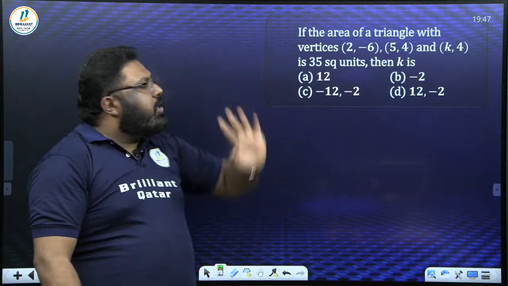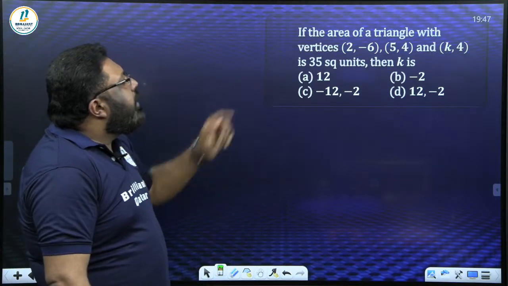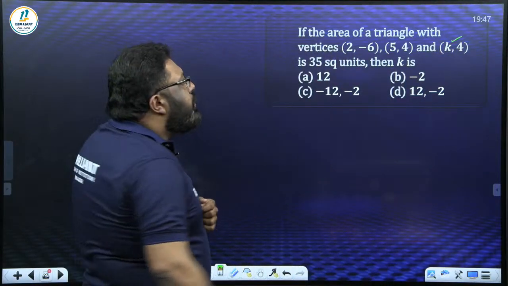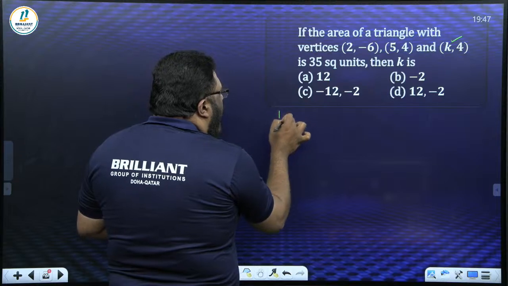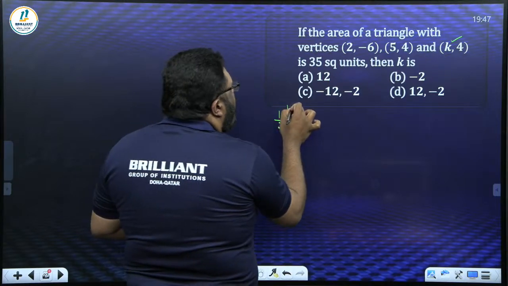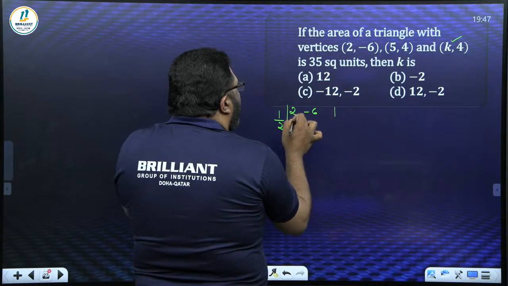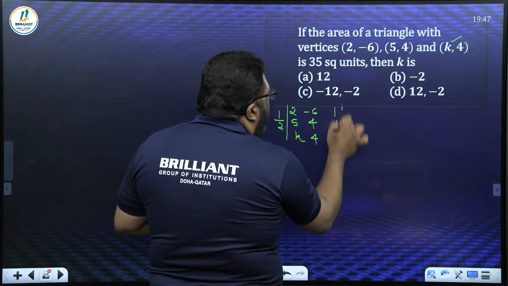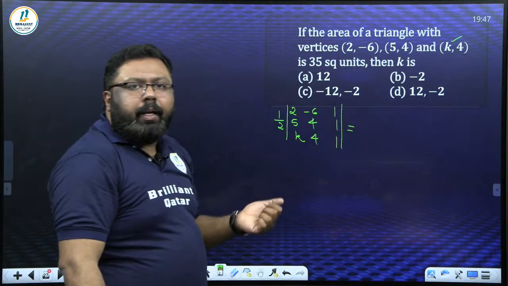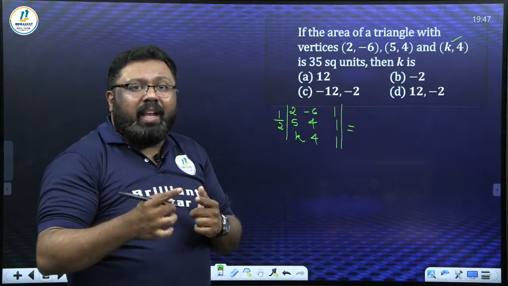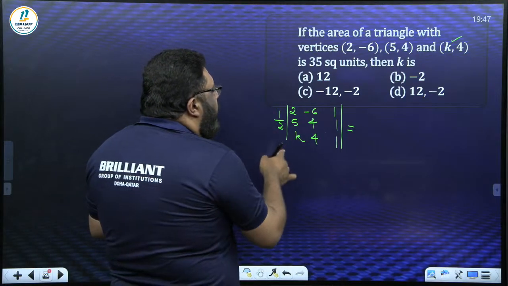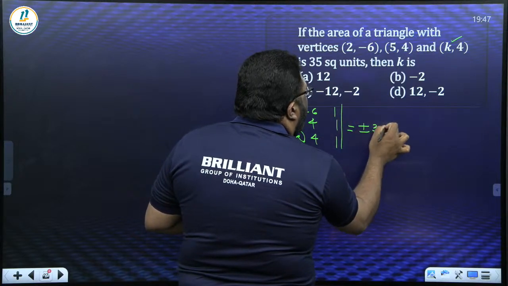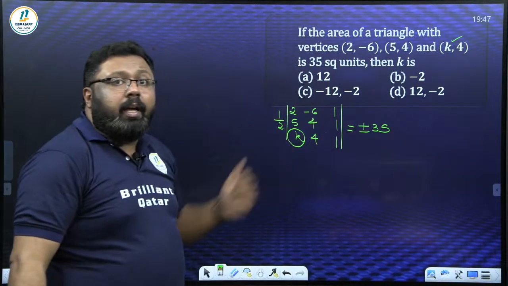Next one, again this also came last year. They're asking to find the unknown value k if the area is 35. So according to the concept, half determinant of 2, minus 6, 1, 5, 4, 1, k, 4, 1 is equal to, we put a modulus, right? But this time I'm not trying to find the area, so I'm not keeping it positive. I'm trying to find the unknown value k, so I'm going to remove the modulus and put plus or minus 35 because the area is 35.